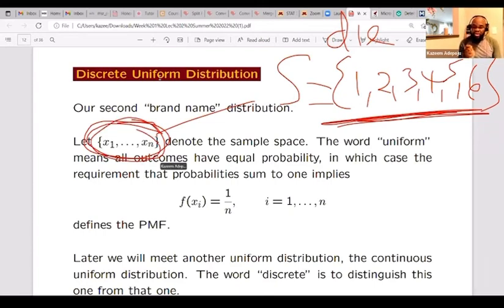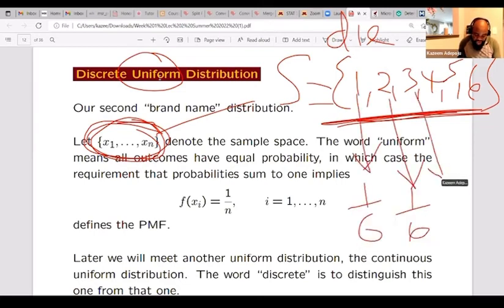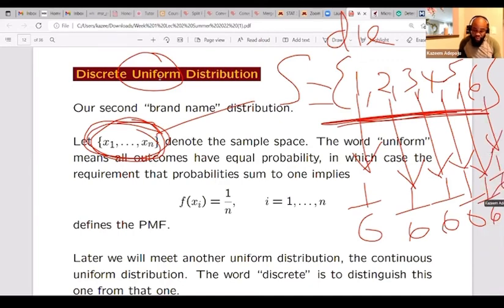And if the probability of each of these outcomes is the same, then we're talking about uniform. Look at the word uniform. When you toss a die, what is the probability of a 1 showing up? 1/6. Of 2 showing up 1/6, of 3 showing up 1/6, of 4 showing up 1/6, of 5 showing up 1/6, of 6 showing up 1/6. It means elements in the sample space have equal chance of occurring; they are equally likely to occur. If I want to generalize to n, then the probability is 1/n, for i from 1 to n.